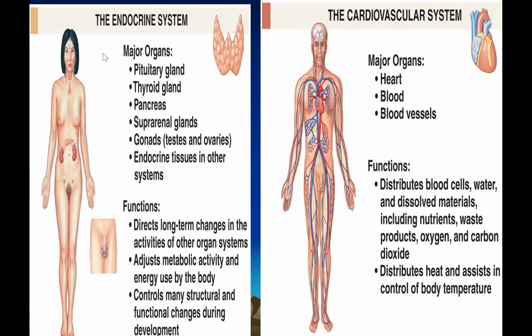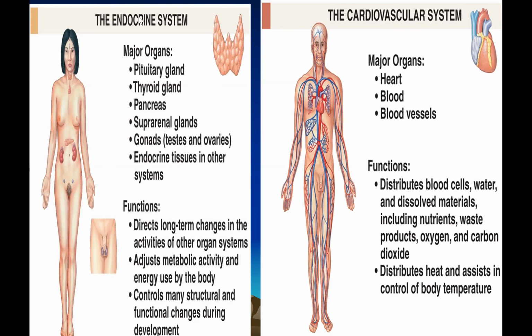The endocrine system is made up of the pituitary gland. It's in your brain. It'll hang off the bottom of the brain. Your thyroid gland, your pancreas, your suprarenal glands on top of the kidneys, your gonads, your testes and your ovaries.